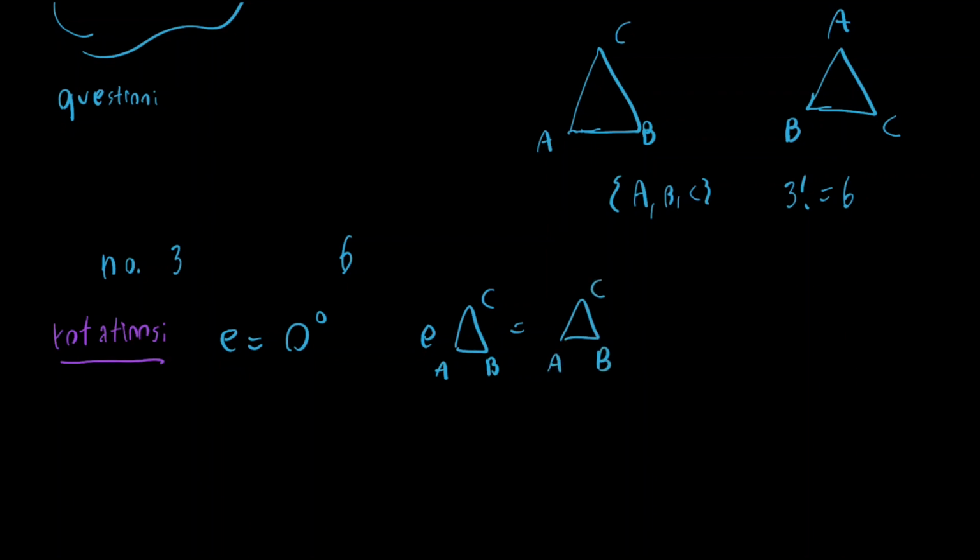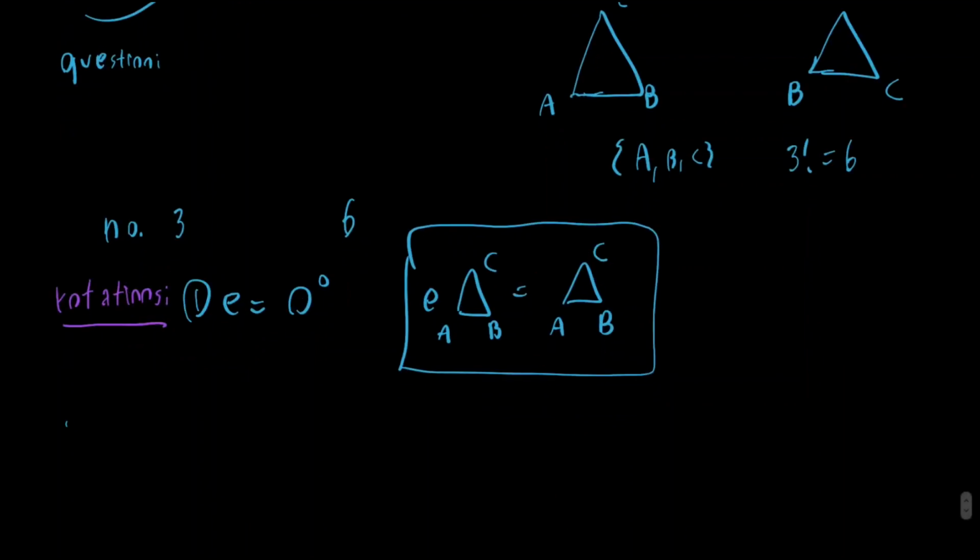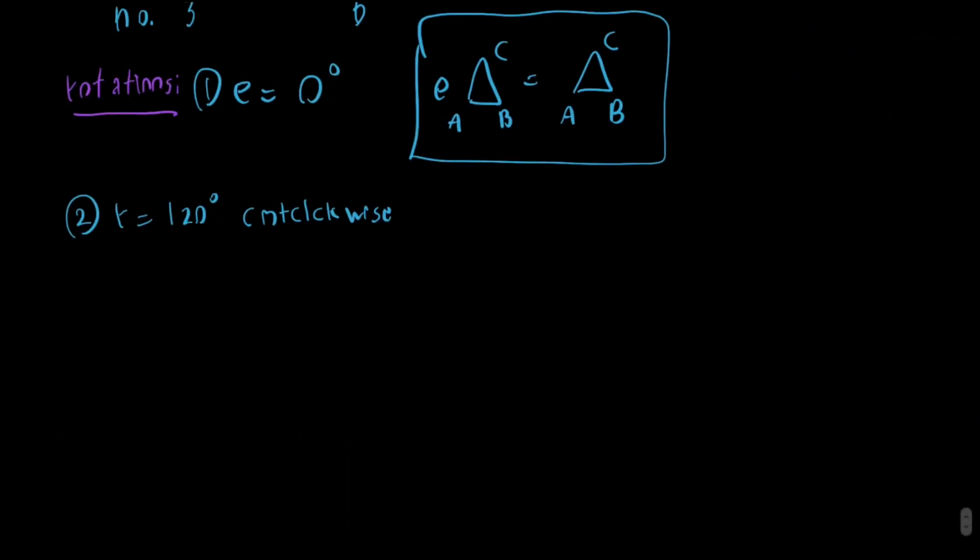So this will be this rotation here. So this will be the first one. Then the second one, we can consider a 120 degrees rotation. This time let's consider it counterclockwise. I'll write it in this shorthand notation like this. And let's think about what it does to our triangle.